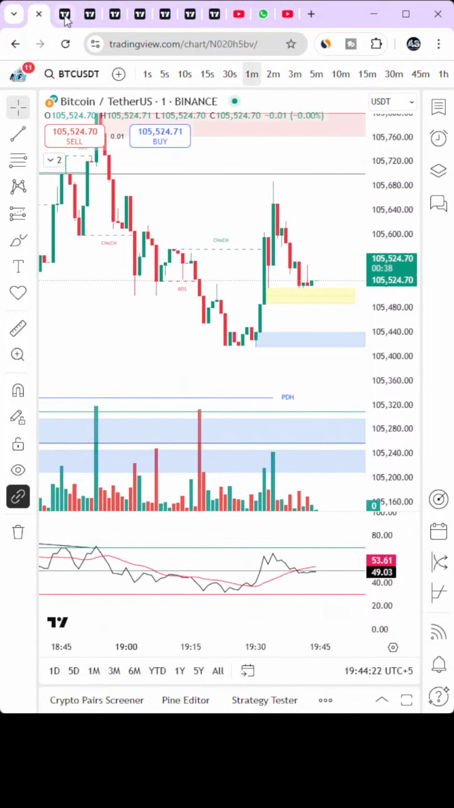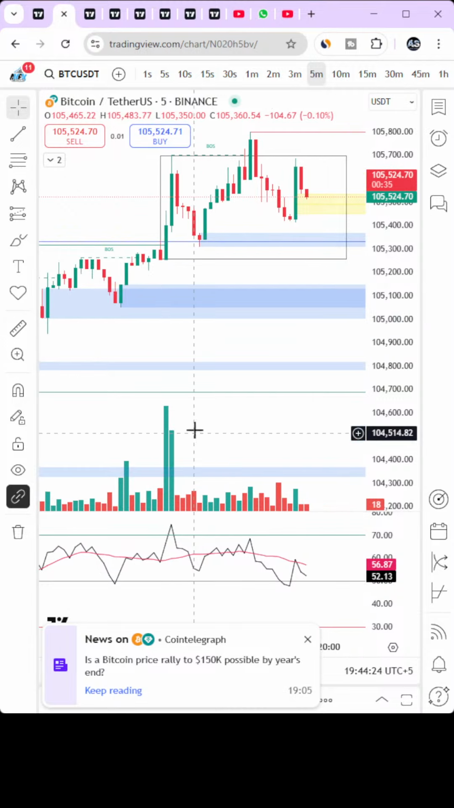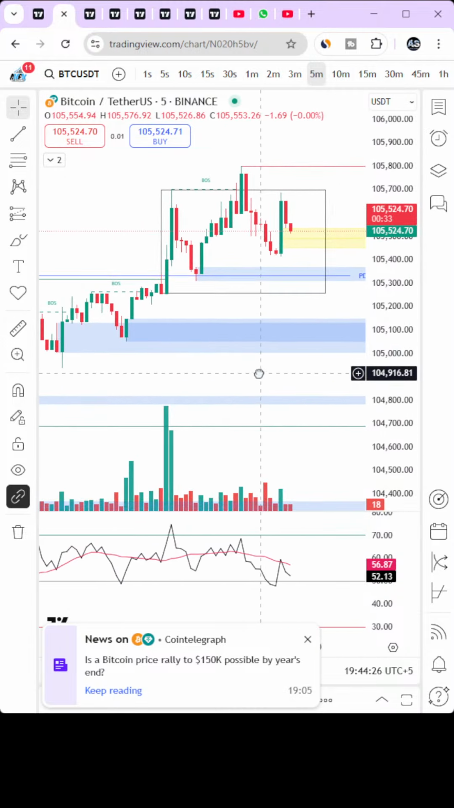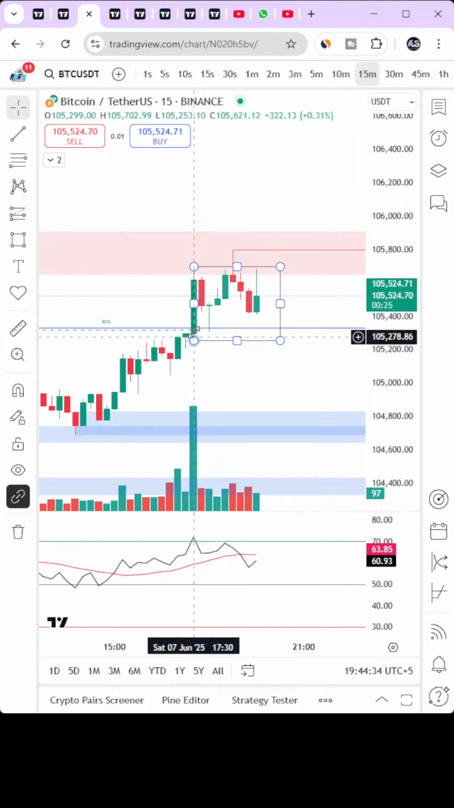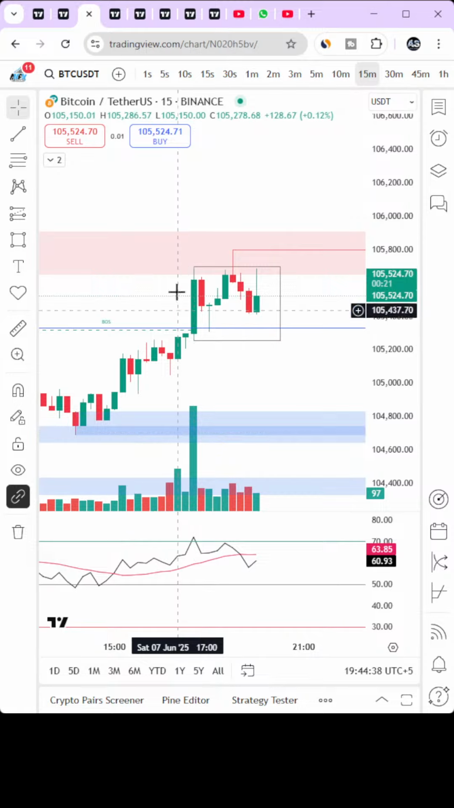One minute, 5 minutes. This is the same box which I had plotted in 15 minutes. This is the box of this base candle. 15 minutes ultra high volume base candle.